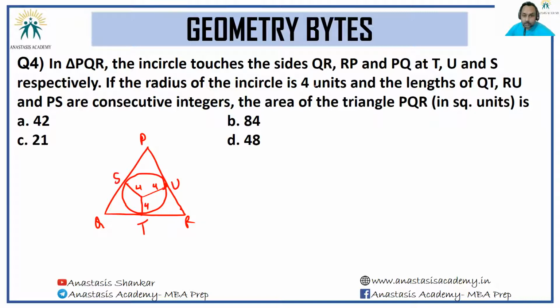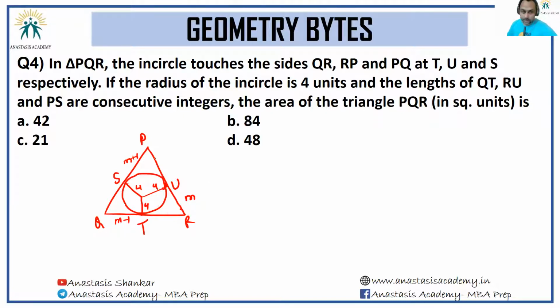The radius of the incircle is 4 units, and the lengths of QT, RU, and PS are consecutive integers. These three are consecutive integers. Let me go ahead and put this down as m. This is m plus 1. This is m minus 1. Then the area of the triangle PQR in square units.